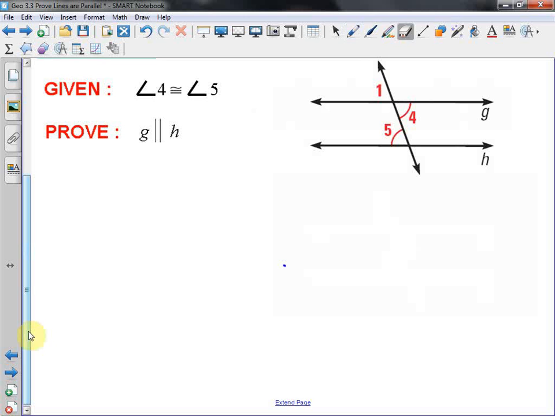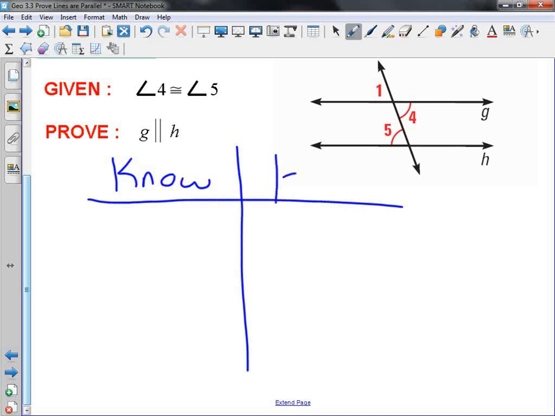All right, so when I start off with these proofs, remember I'm going to write what I know and how. What is always the first thing you write down for what you know? What's given. Okay, your how is always going to be your given, right? What did they tell us? Angle 4 congruent to angle 5.